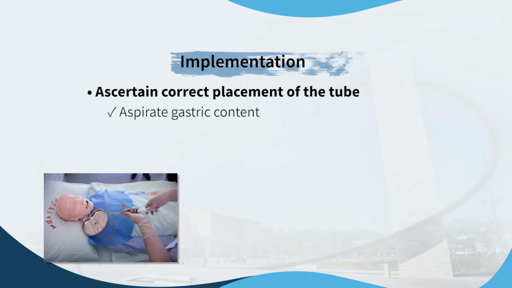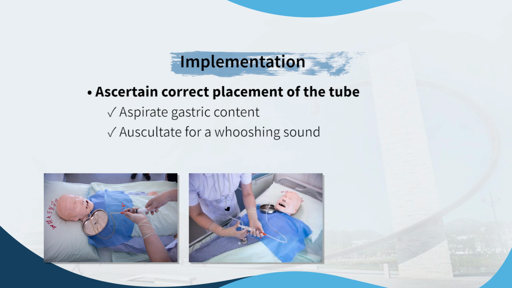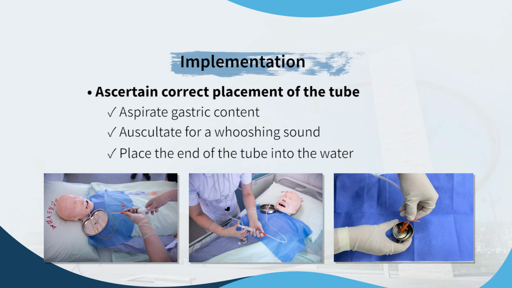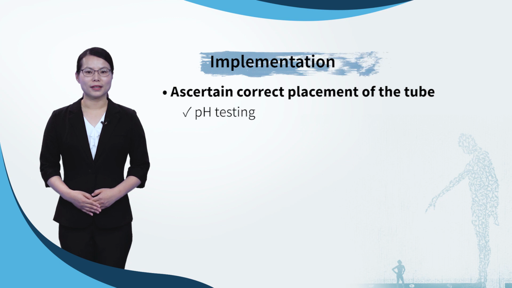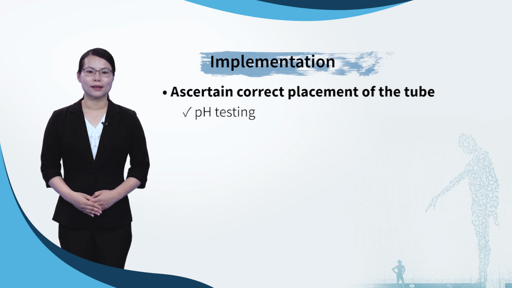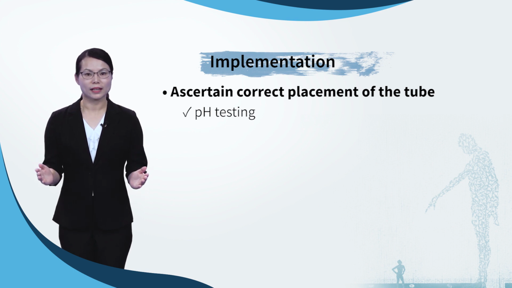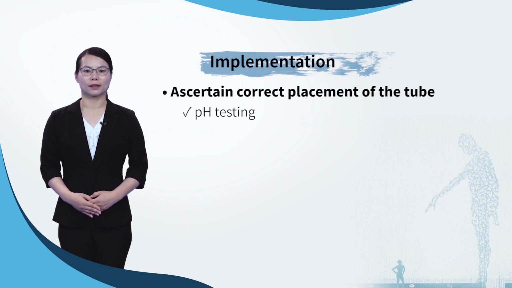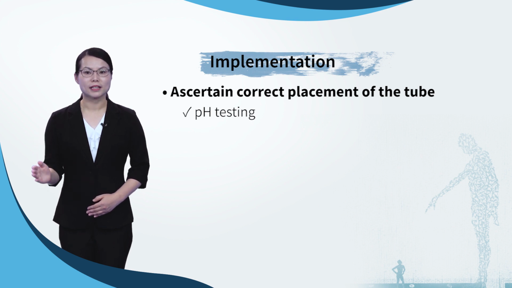First, aspirate gastric content and trachea. Second, listen with a stethoscope over the patient's epigastrium for a whooshing sound while injecting 10 to 30 milliliters of air into the tube. Third, we should not see bubbles when the end of the tube is placed into water. If applicable, testing pH of aspirates is also recommended. If all of the above can't indicate placement in the lungs or stomach, advance the tube 5 centimeters and repeat the test.